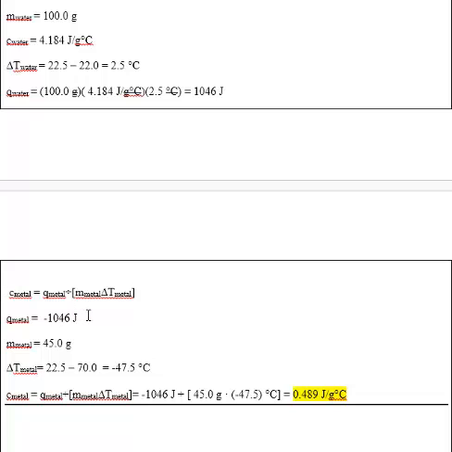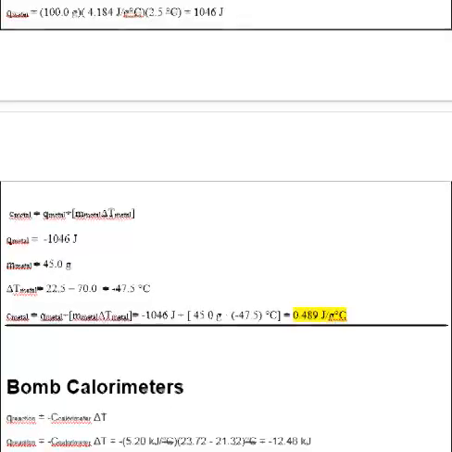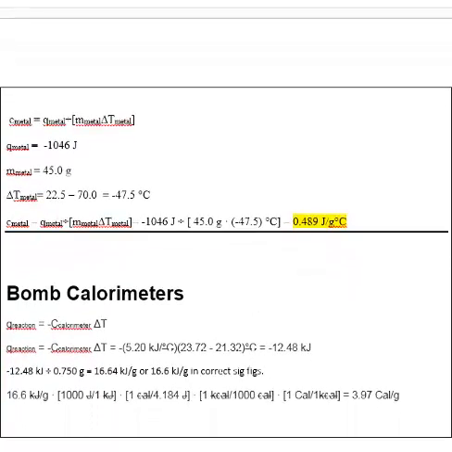C of metal equals Q of metal divided by M of metal delta T of metal. Q metal equals negative 1046 joules. M of metal equals 45 grams. Delta T of metal equals 22.5 minus 70 equals negative 47.5 degrees Celsius. C of metal equals negative 1046 joules divided by 45 grams times negative 47.5 degrees Celsius equals 0.489 joules per gram per degree Celsius.